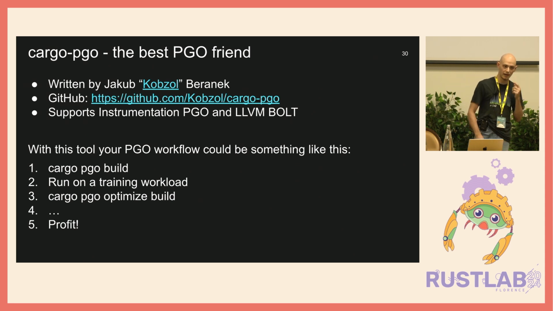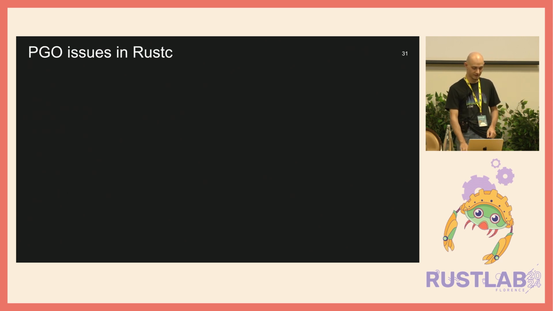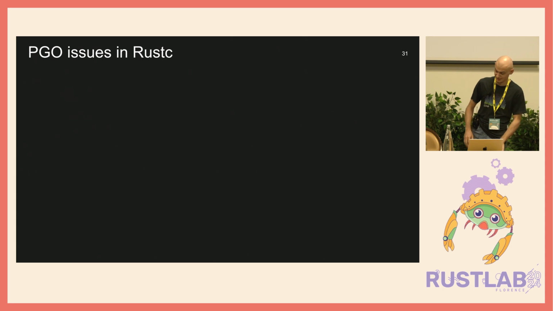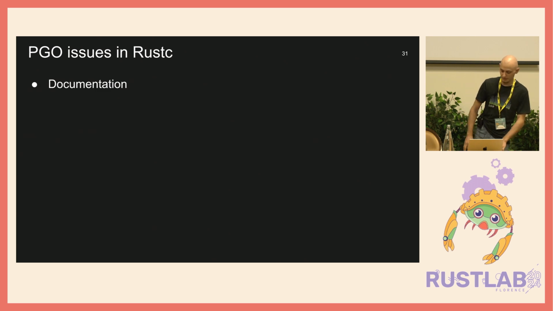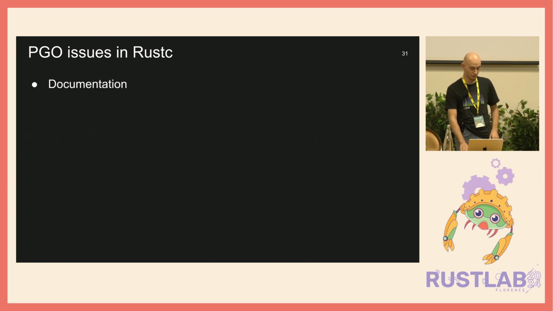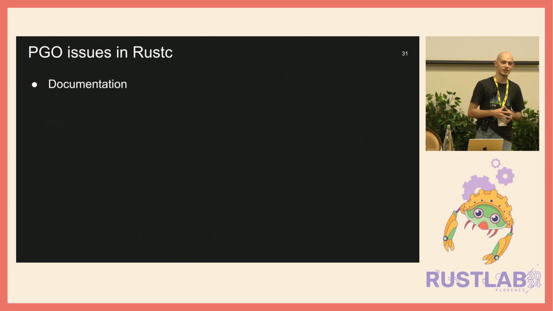It's pretty simple, and almost all benchmarks for the Rust applications I did in exactly this way. So highly recommend. So let's talk about PGO issues. In Rustc, plenty of them. So the first one is documentation.